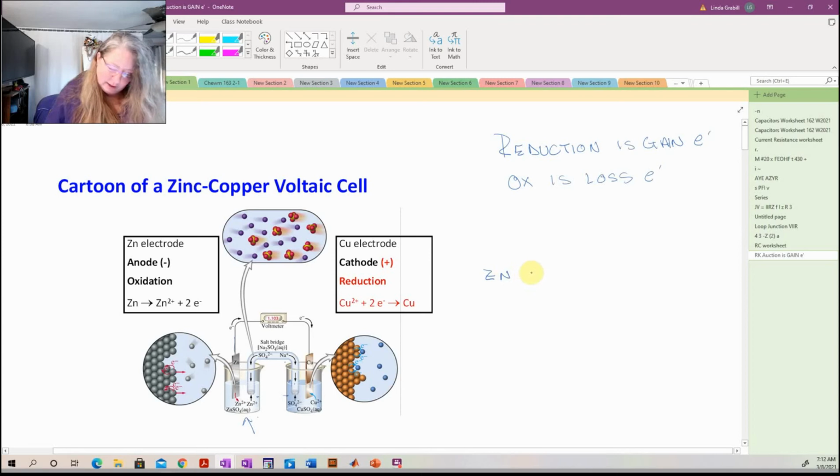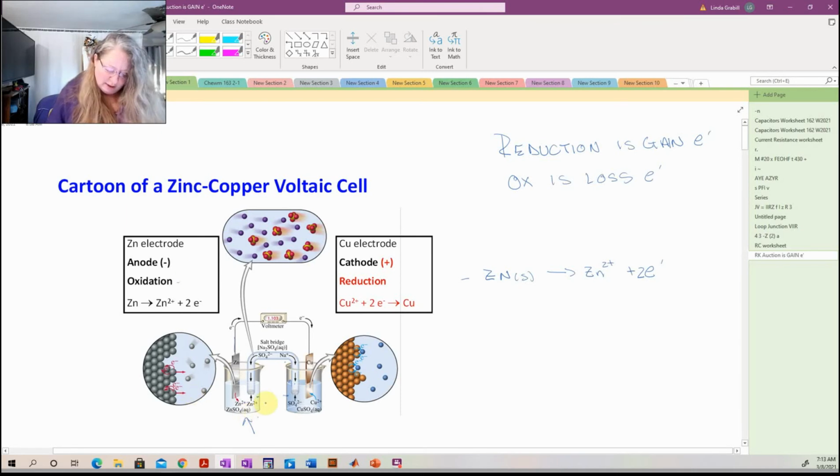And what am I doing? I am going to zinc 2+. So I'm starting off with solid zinc, and I'm going to Zn2+. That means I am losing electrons, precisely 2 of them. So this here is my oxidation reaction. What does that actually physically represent? So we have this zoomed-in picture here.